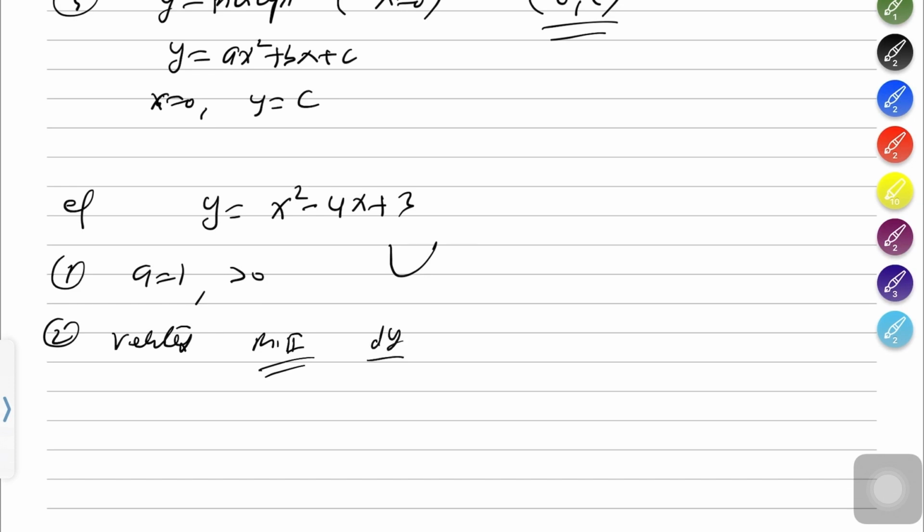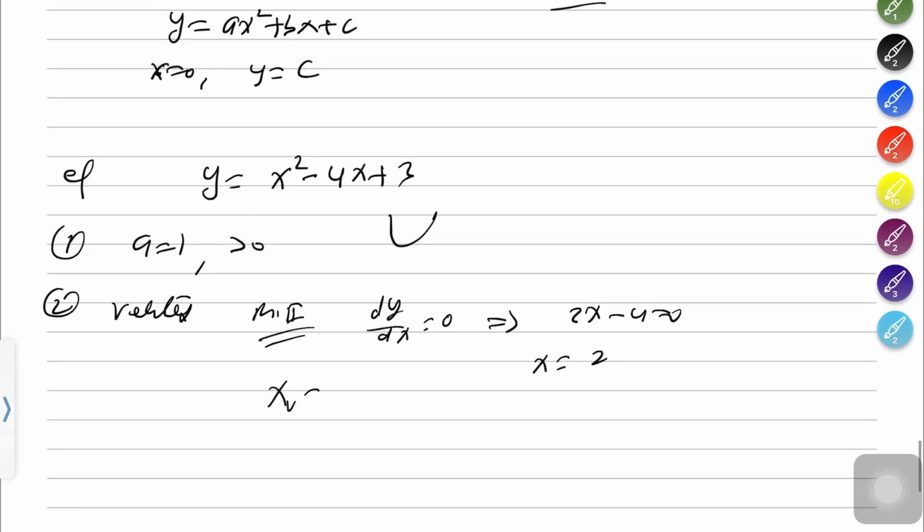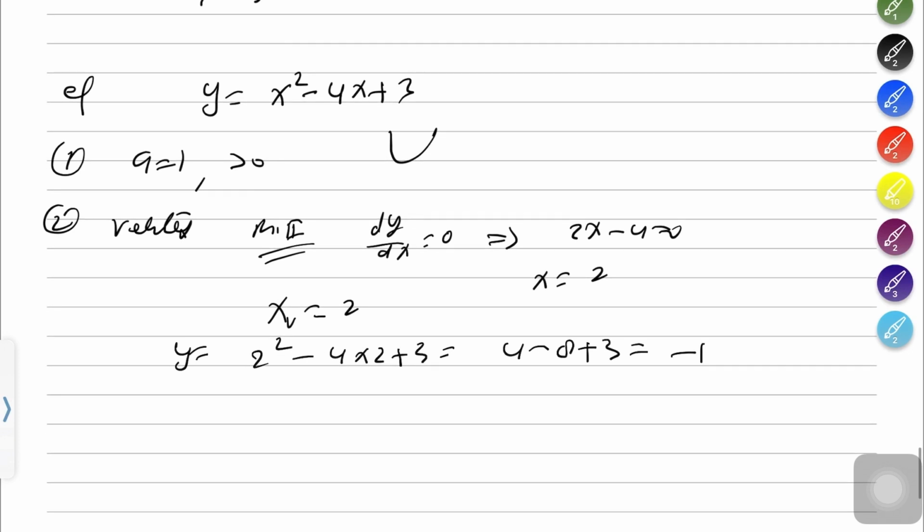If I differentiate, dy by dx equal to 0, I get 2x minus 4 is equal to 0, or x is equal to 2. So the x vertex is 2. Now for the y vertex we substitute the value 2 here: 2 square minus 4 into 2 plus 3, that is 4 minus 8 plus 3, which is minus 1. So the coordinate of the vertex is 2 comma minus 1.